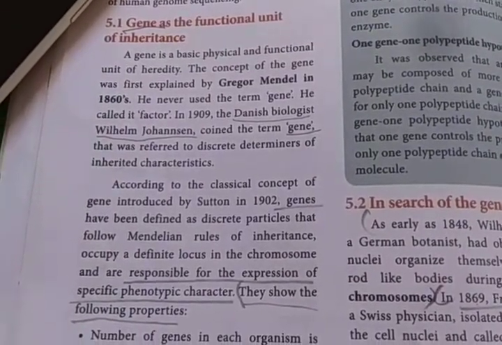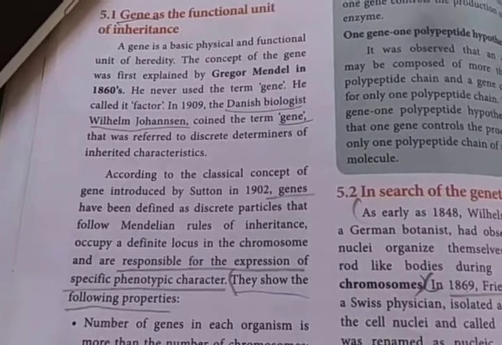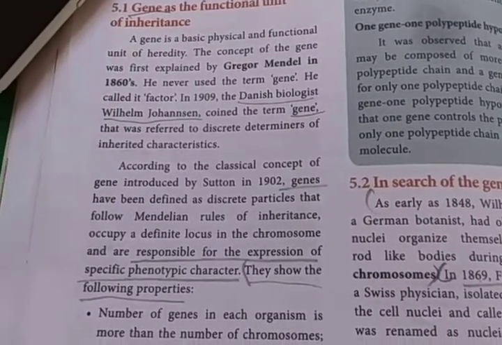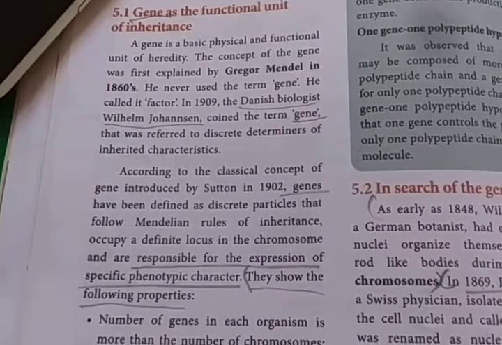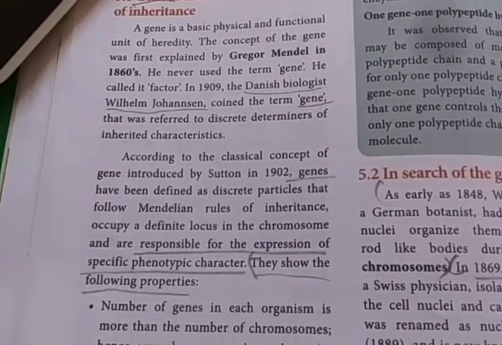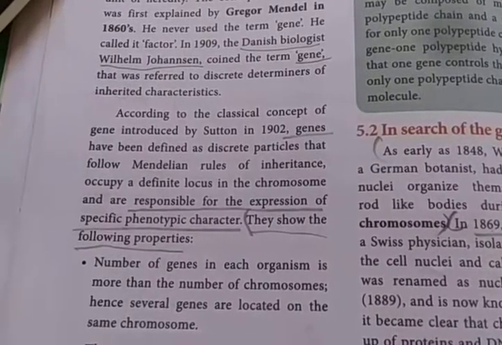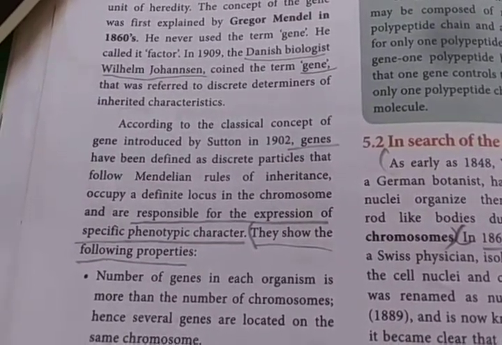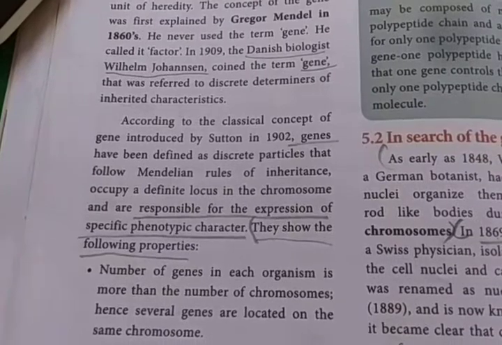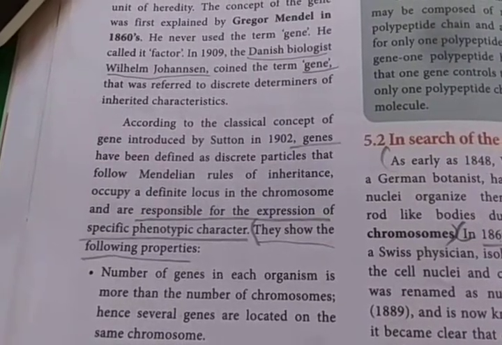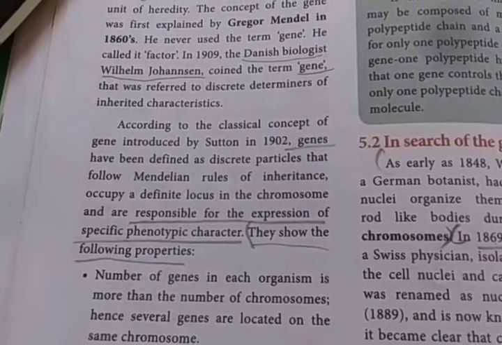The gene refers to discrete determiners of inherited characters. So genes are responsible for determining the inherited character. Next, in the year 1902, the scientist Sutton introduced the classical concept of the gene.